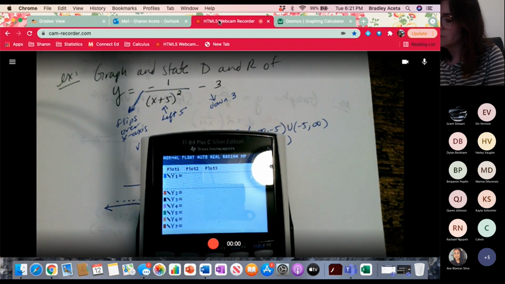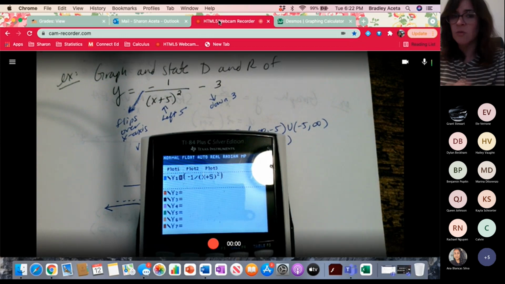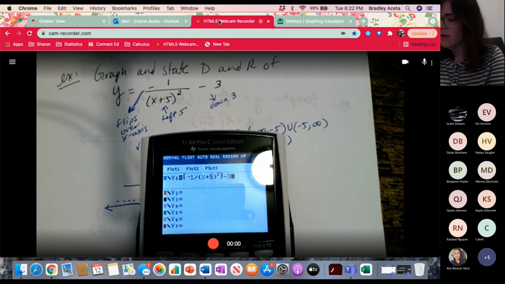Let me take that back. You almost want to put it in its own parenthesis. You want to put a lot of parentheses. You want to put -1 divided by parenthesis x plus 5 squared, and then close it. So that's its own thing. -1 divided by parenthesis x plus 5 squared, and then put -3.